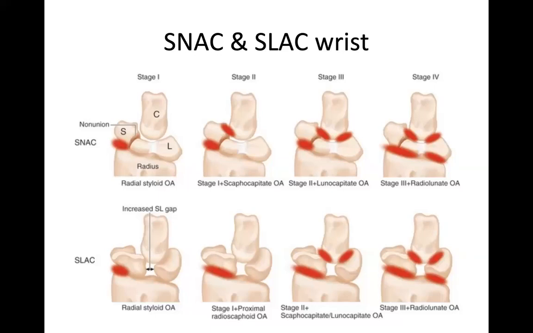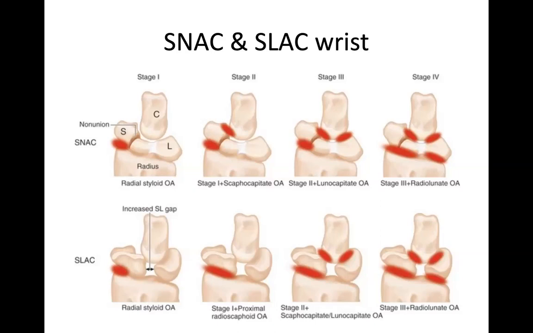Stage 2, then the arthritis develops between the distal scaphoid and the capitate, basically because the capitate starts migrating proximally. And then stage 3, it comes even more proximal and you get arthritis between the lunate and the capitate. And then stage 4 is pan-carpal OA.